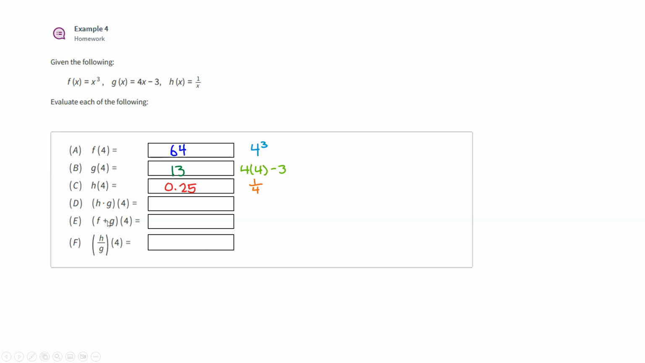As far as the operations go, for multiplication, addition, subtraction is not included here, but subtraction will work very similar to this, and division, basically all you have to do is like, well, h times g of 4 is the same thing as h of 4 times g of 4, which of course, based off of what we've already looked at, is 0.25, because that's what h of 4 was, times 13, because that's what g of 4 was. And if you multiply those together, you get 3.25.